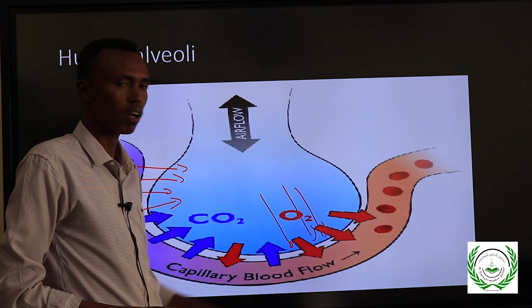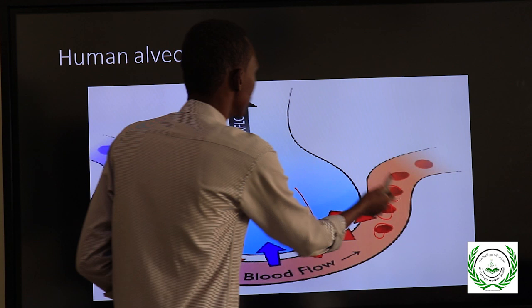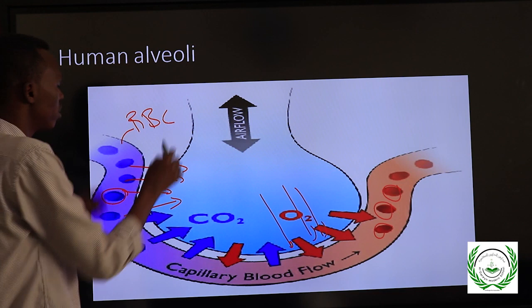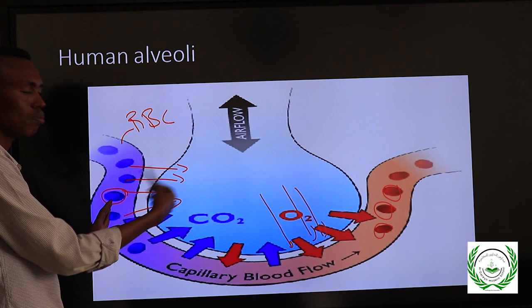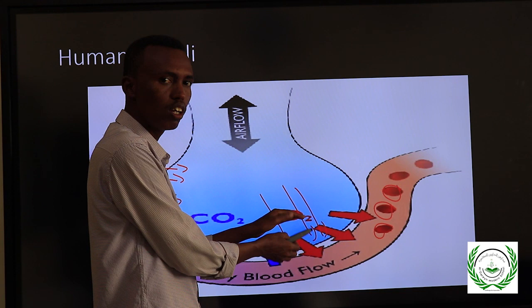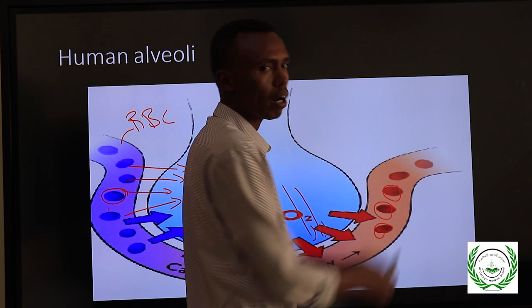So these are the RBC, or red blood cells. These red blood cells carry the oxygen and carbon dioxide. They drop carbon dioxide here. Alveoli takes the carbon dioxide away from the RBC or the blood vessel, and alveoli drops oxygen here. So the oxygen here will be carried away by the RBC or red blood cells.